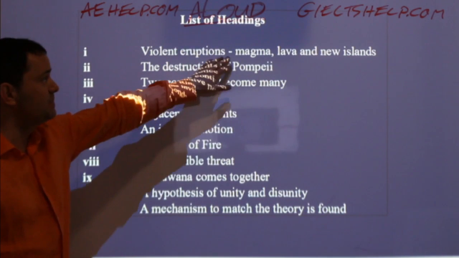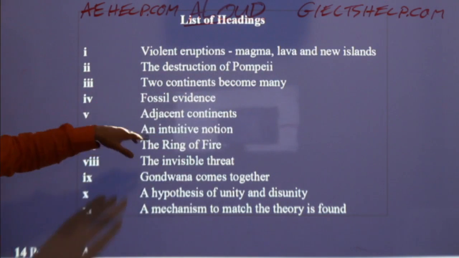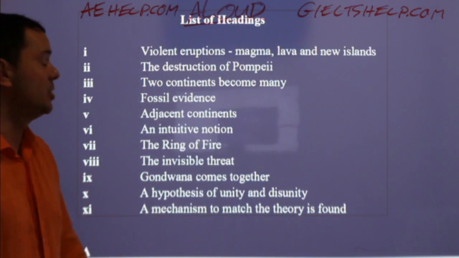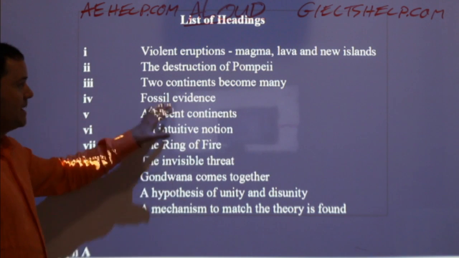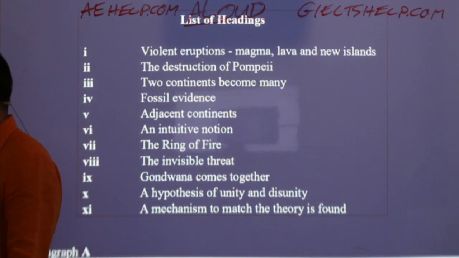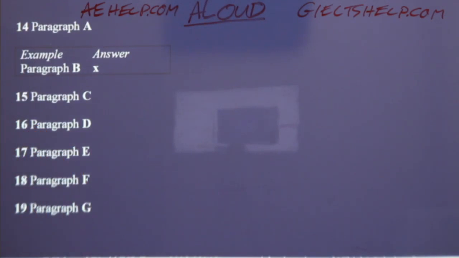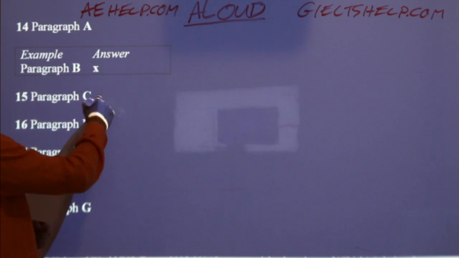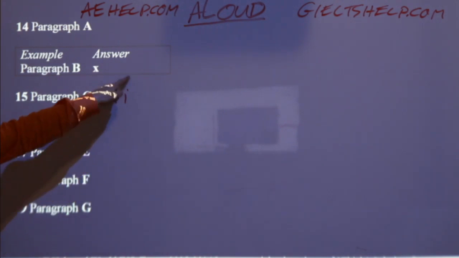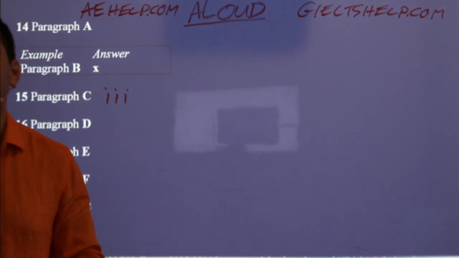Violent eruptions, magma, lava, volcanoes, no. Destruction of Pompeii, not really. Two continents become many. Hey, look at that. That's pretty good. Make sure none of these others are better answers, but I think that's a good one. So let's stick with it and go with 3. In your answer sheet, you put the Roman numeral 3. You're good to go. Two continents become many.